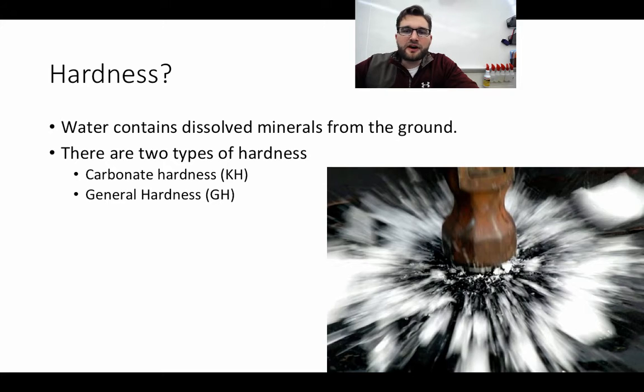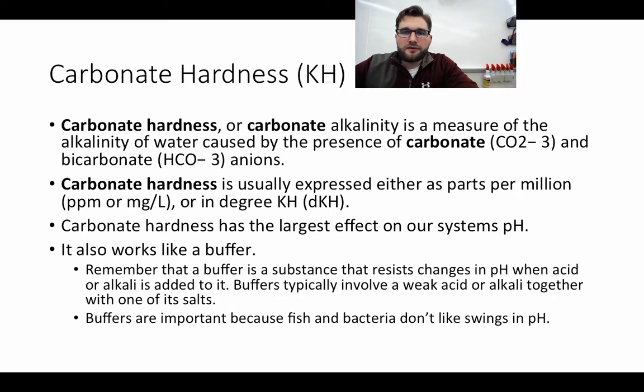So there's two types of hardness, carbonate hardness and general hardness. We're going to look at each one of those. Carbonate hardness, or carbonate alkalinity, is a measure of the alkalinity of water caused by the presence of carbonate and bicarbonate. It's usually expressed in parts per million, and that's what we're measuring ours in, either parts per million or milligrams per liter. It's our largest effect on our system's pH, and it's also going to work like a buffer.